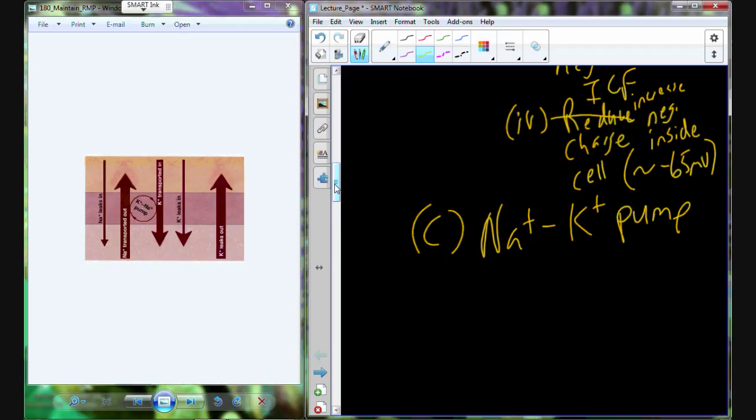Now, what do you already know about the sodium-potassium pump? Okay, it's going to require ATP because it's a pump. What else is it going to do? It pumps sodium and it pumps potassium. And where is it pumping them? Okay, so across the membrane. And sodium is going to move how? Oh, sodium goes in and potassium.